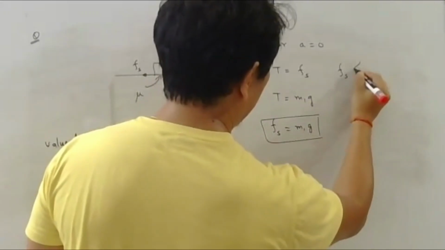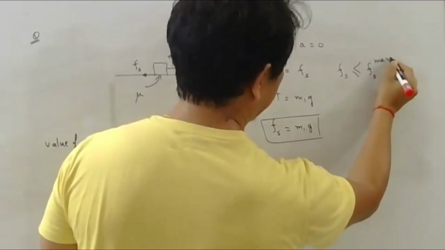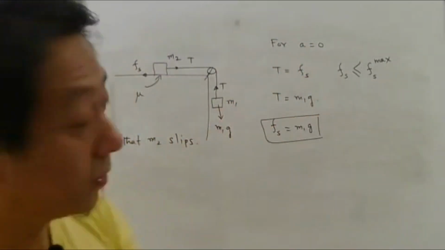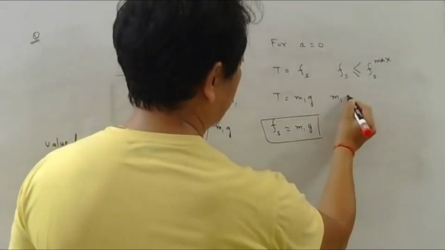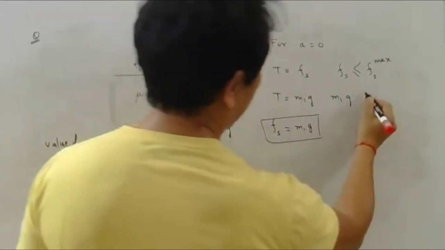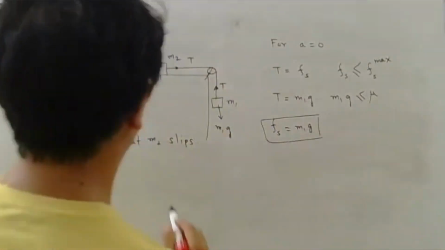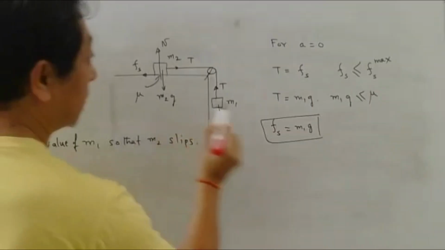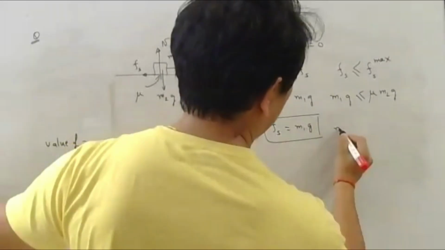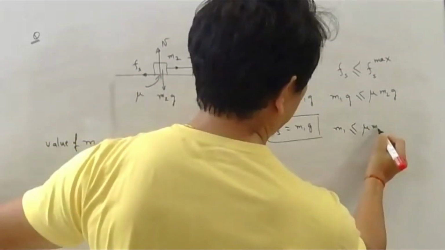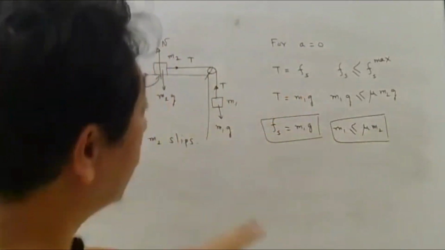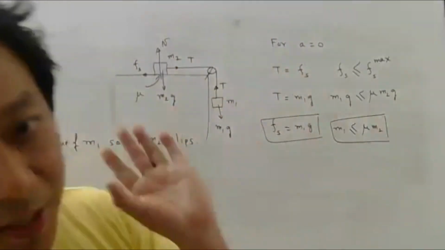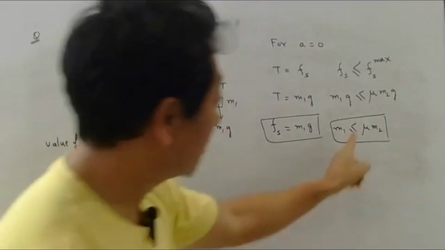Now, Fs has to be less than or equal to Fs max all the time if you don't want the body to accelerate, that you remember. Fs is how much? M1G according to these equations. Fs max is what? Mu into normal. Normal here will balance whose weight? M2G. So M1G is less than or equal to mu M2G. So as long as your M1 is less than or equal to this number, the body will not accelerate.